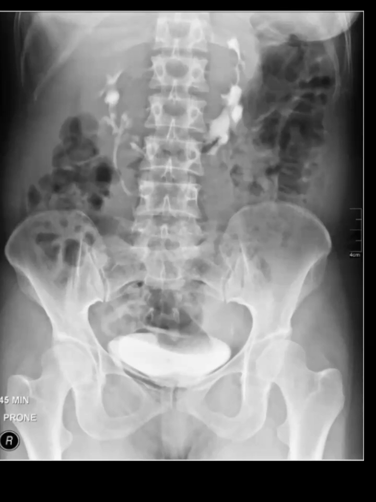If you can see the lower poles, they are pointing medially. Again, this is an abnormal finding. Ureters may descend normally after leaving the kidney. So it is a horseshoe-shaped kidney.